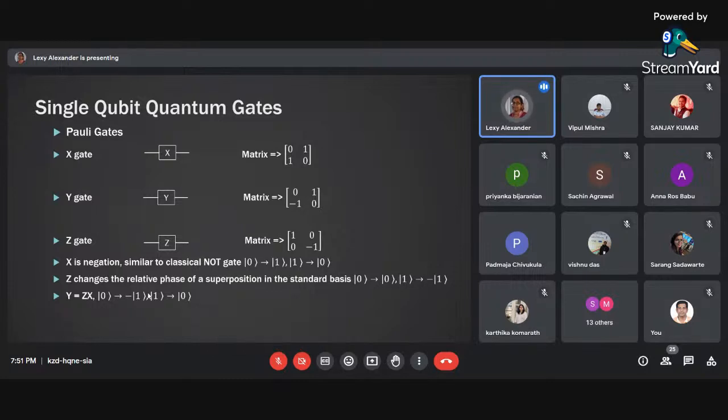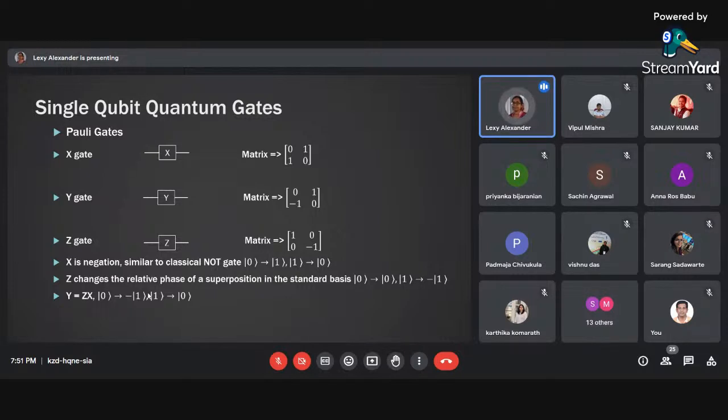In classical computing, we have only one gate which acts on a single bit. That is the NOT gate, which flips the bit. If 0 is the input, the NOT gate will give 1. If 1 is the input, it will give the output as 0. But in the quantum scenario, we have many single qubit gates. The first category is the Pauli gates. There are Pauli X gate, Pauli Y gate, and Pauli Z gate.